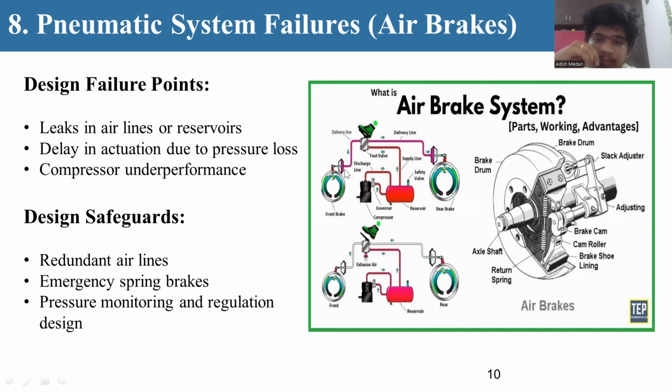You can see the brake being applied and you can see the brake being loose. Parts and working. This is the brake drum. This is the axle shaft. This is a return spring, as you can see, and this is a cam roller. This is a brake shoe lining. This is the lining of the brake system, and this is the adjusting done to the axle. This is the slack adjuster, and this is the brake drum.